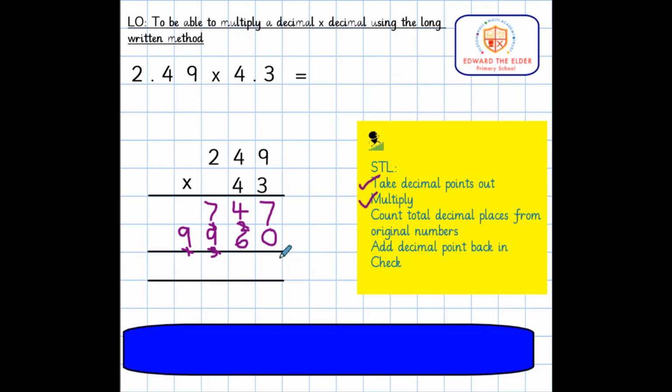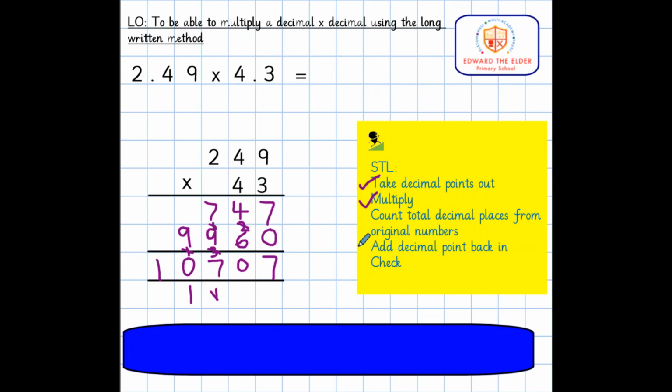We're now going to add. Okay, so 7 and 0, 7. 4 and 6 is 10. 7 and 9 is 16. Add the 1, 17. 9 add the 1 is 10.